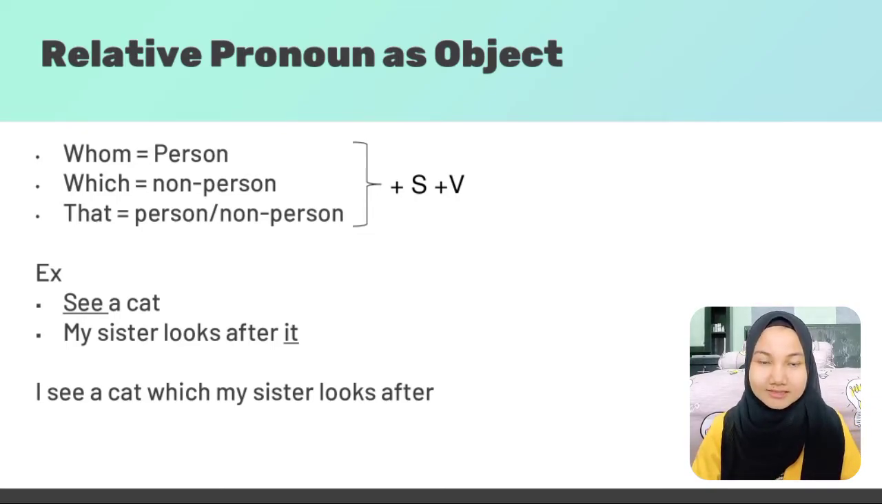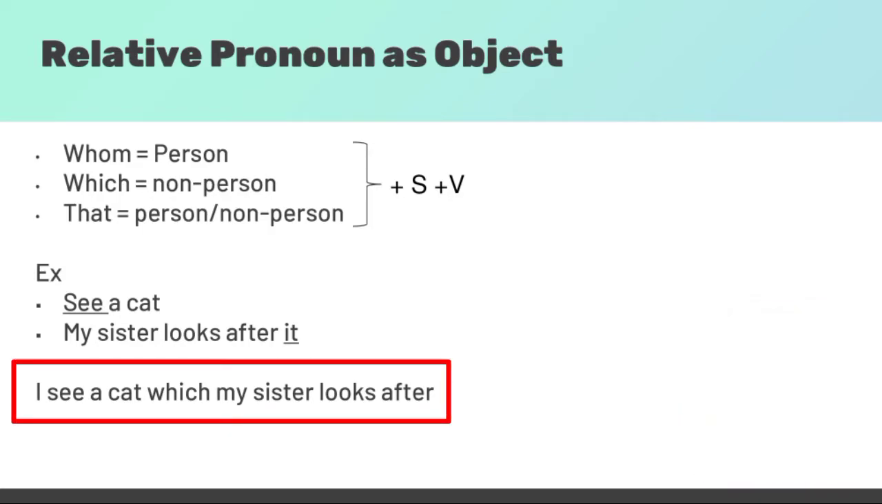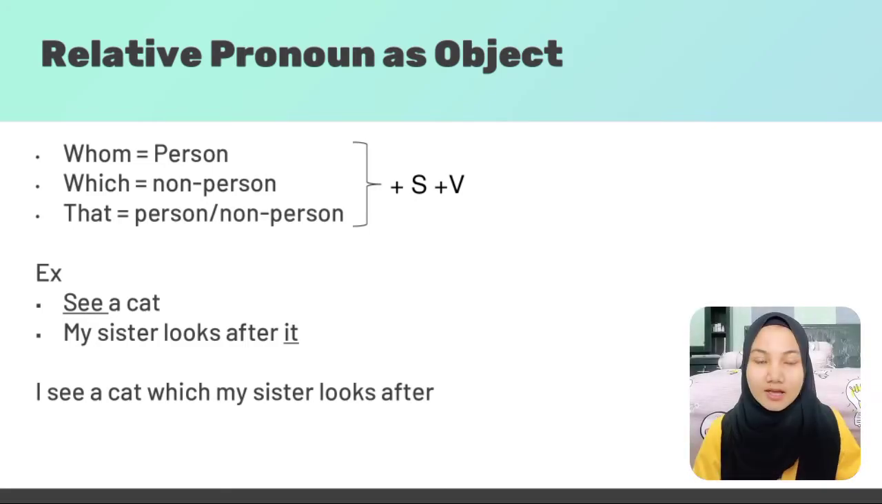The first sentence is "I see a cat," and the second sentence is "My sister looks after it." If we combine those two sentences, the sentence becomes like this: "I see a cat." Next, we choose what conjunction we must use. Oh, the cat is a non-person, so the conjunction that we must use is which. "I see a cat which my sister looks after."